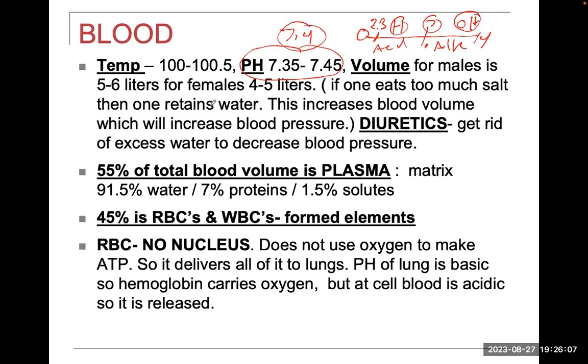The blood volume for males is about 5 to 6 liters, and females 4 to 5 liters. If one eats too much salt, or you have too much salt in your diet, then one can retain more water in the blood vessels. When you have increased blood volume, that increases blood pressure. So what many people do when they're retaining water is they use a diuretic. The diuretic gets rid of excess water to decrease pressure.